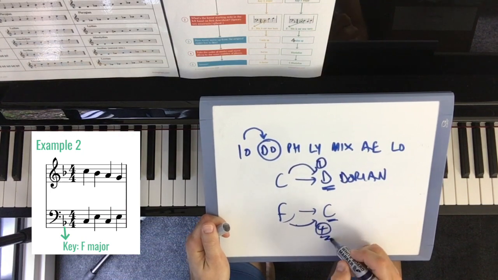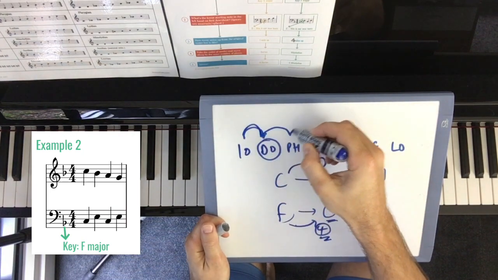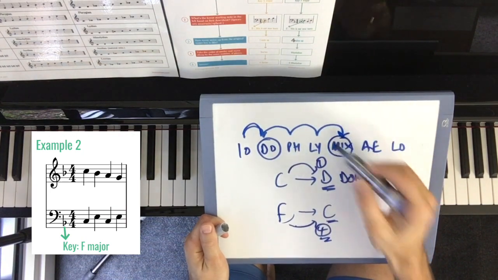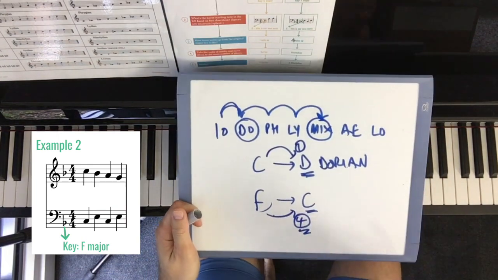We've gone up 4 places. So this time we go 1, 2, 3, 4. That piece is in C Mixolydian.